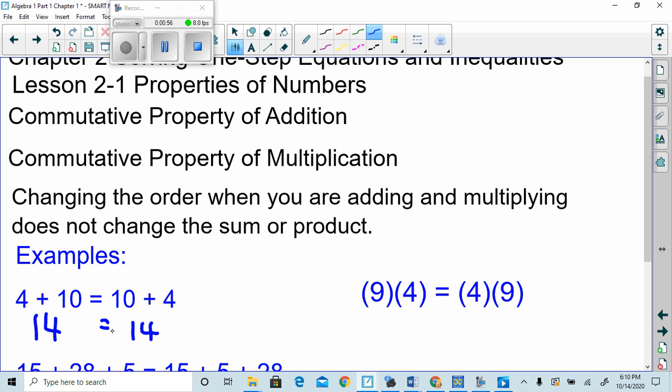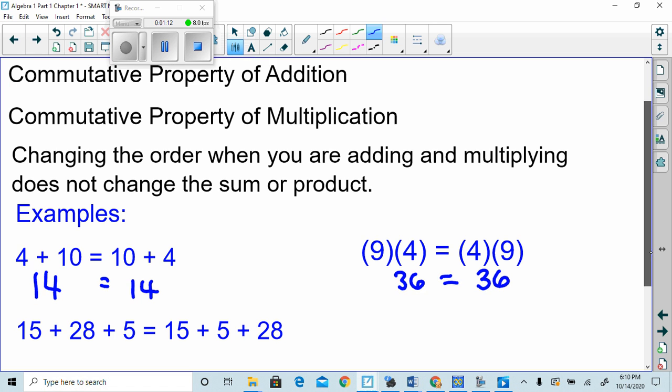The same is true in multiplication. 9 times 4 is 36. And if I change the order of those two numbers and multiply 4 times 9, I'll still have a product of 36. Changing the order does not change the end result.